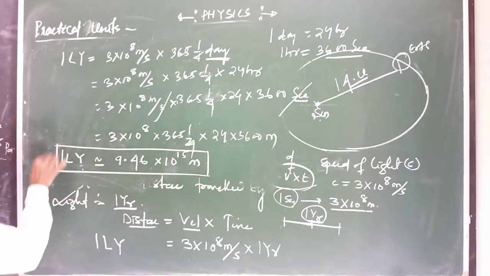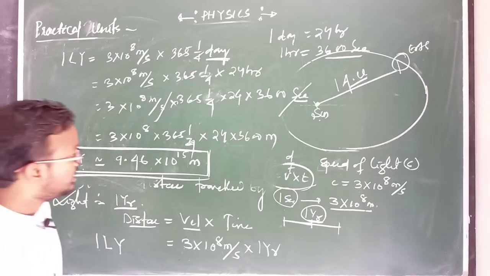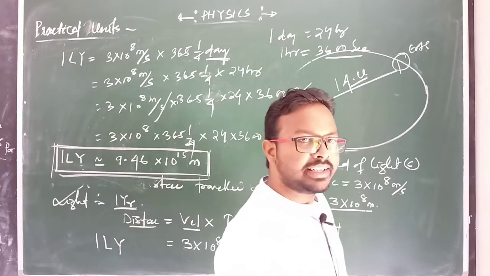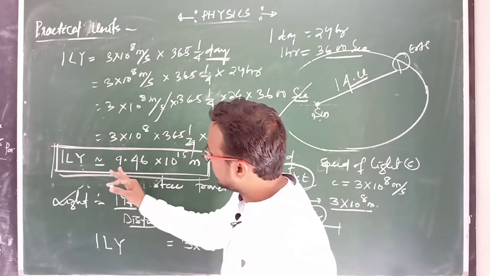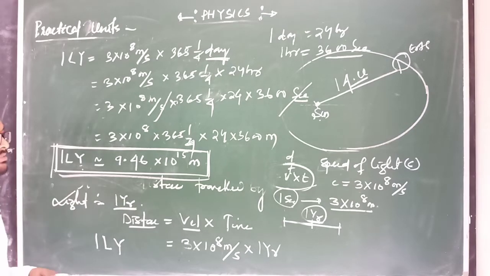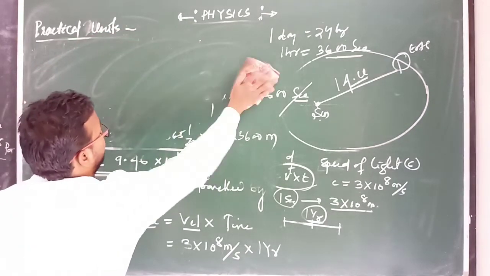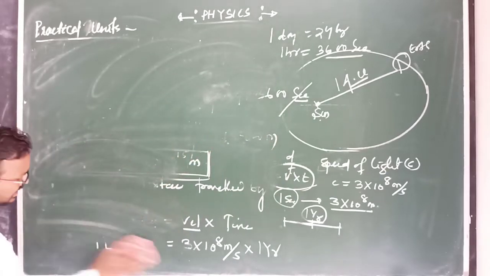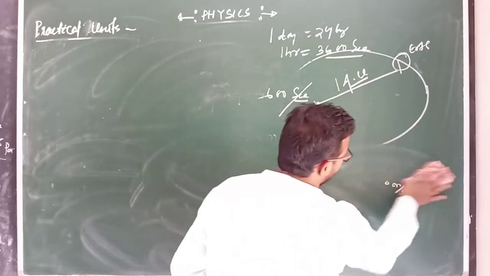Clear? So you have to remember this relation: 1 light year is the distance covered by light within 1 year, and its value is equal to 9.46 into 10 to the power 15 meter. Clear? Now another practical unit for measurement of large distance is known as parsec. So what is parsec?